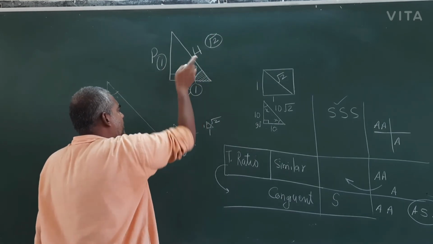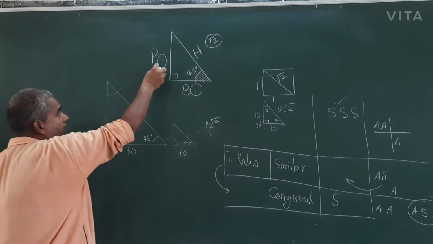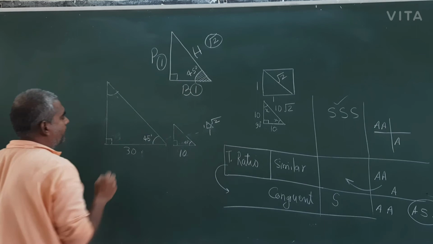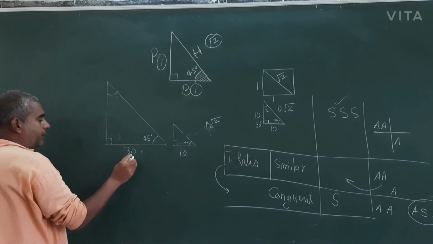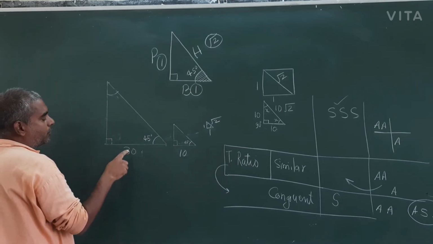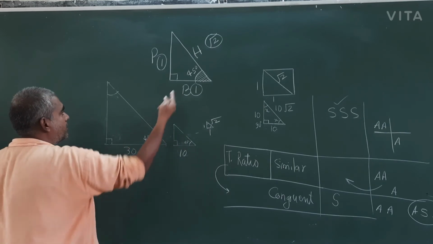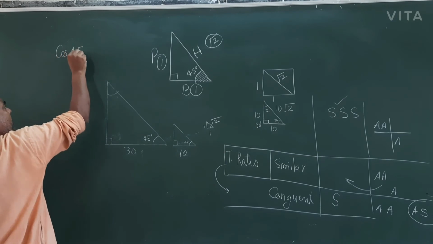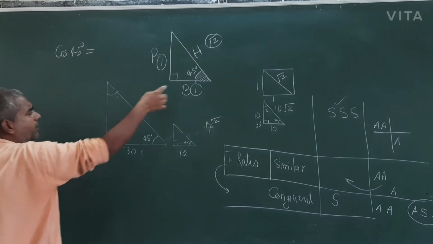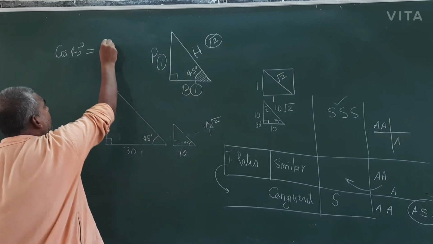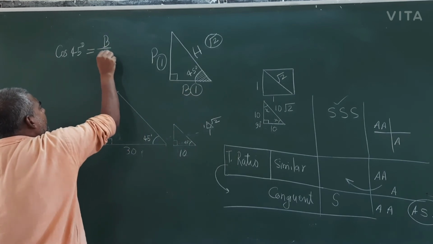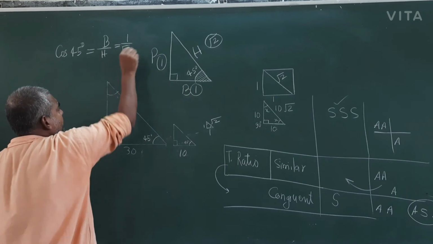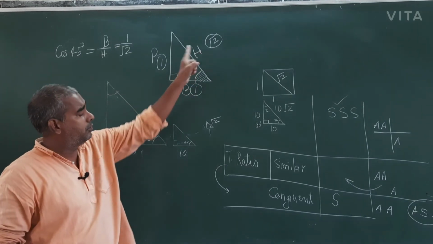So sine 45 is equal to this. If you are given this 30 now, then with the help of this you can find this. I have told you in the second class, cos 45: only two things are there. Cos 45 is base upon hypotenuse, and base is 1, hypotenuse is root 2. So this is the ratio, this to this.